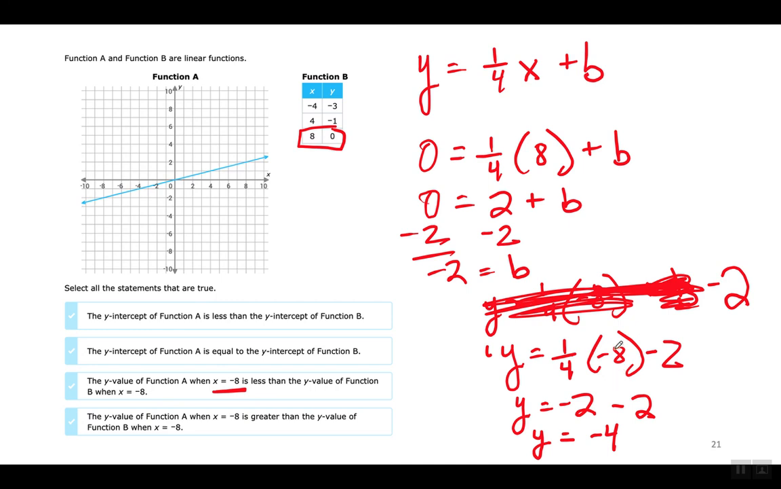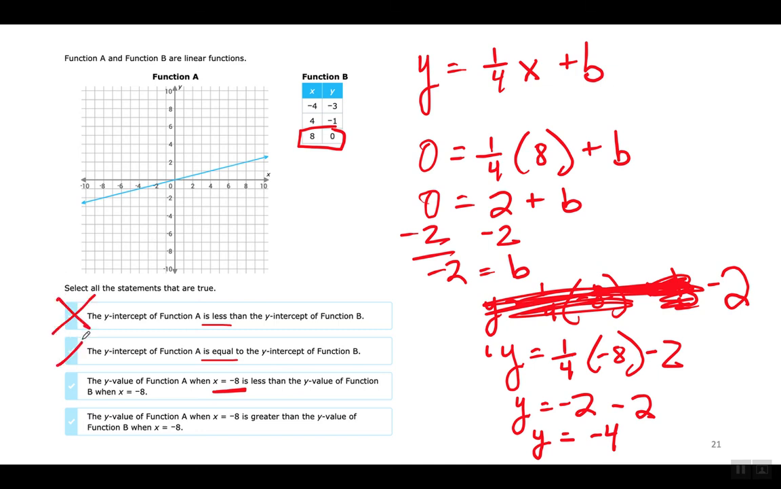So to backtrack, the y-intercept in function A is 0. The y-intercept in function B is negative 2. Okay, which I put right here. So for the top part, the y-intercept of function A is greater than the y-intercept of function B, but that's not one of the answers here. It says is less than or is equal to, and the correct answer is greater than. So since that's not one of the correct answers, neither one of the top two are right. They're both wrong. Let me put 2 X's here.